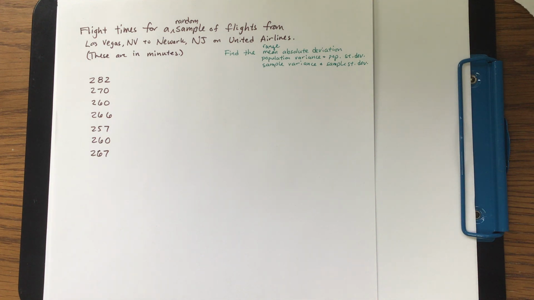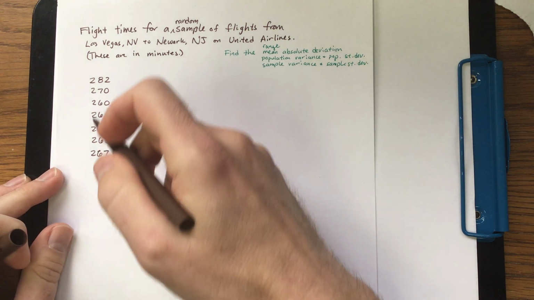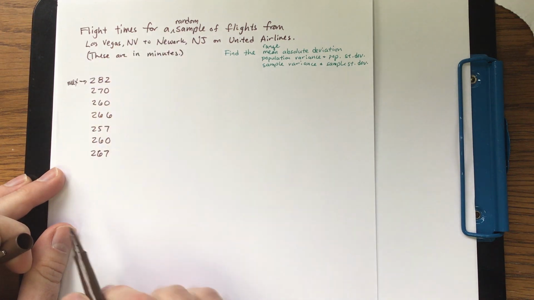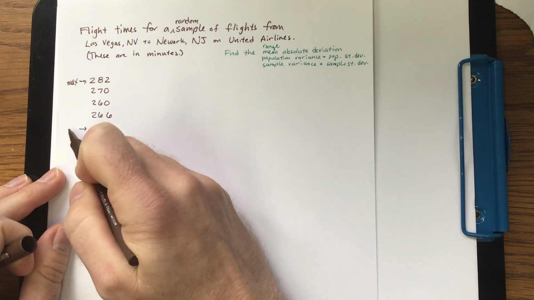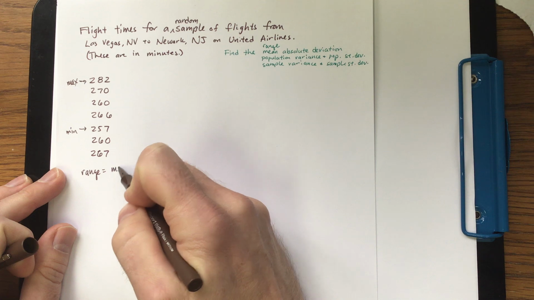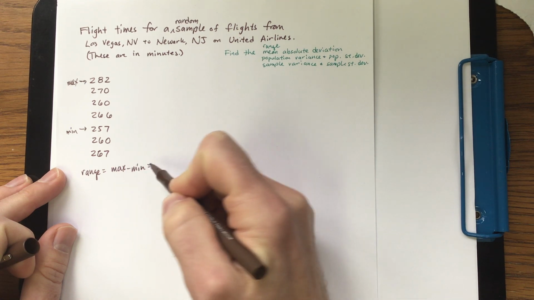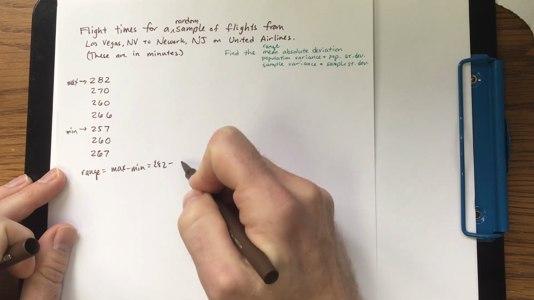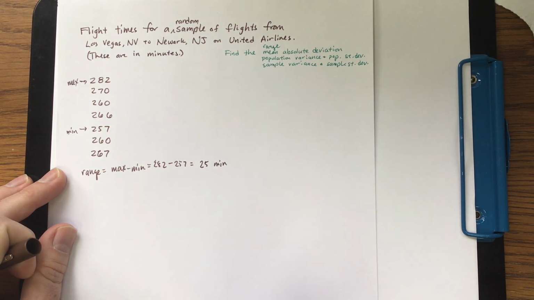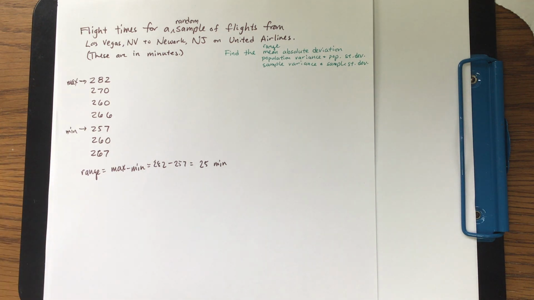For the range, we want to find the difference between the maximum and the minimum. This is the least sensitive measure of variability, but I need to find, let's see, the maximum is 282, and the minimum time was 257. So the range is going to be the max minus the min, so that will be 282 minus 257, which is 25, and the units on that are minutes. So that's the range of that data set.